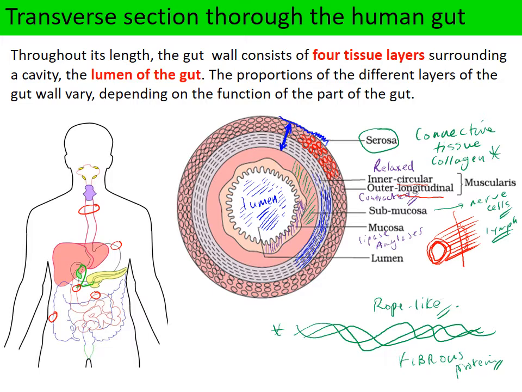Now if this was the duodenum, we know the duodenum has Brunner's glands that secrete an alkaline fluid to help neutralize the acidic food from the stomach, and also to make mucus that protects the lining of the duodenum. So those Brunner's glands would actually be located in the submucosa if it was the duodenum. So they're a bit further down inside the duodenum wall.